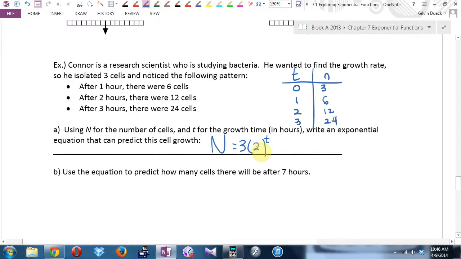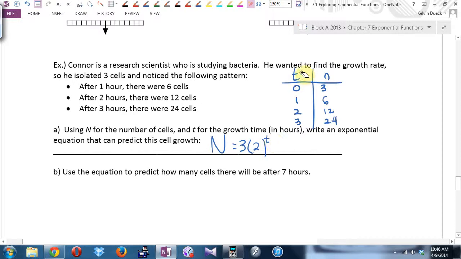Now, let's see if that works. Ready? We're going to do some math in our heads. Let's put a one right there. What's two to the one? Two times three does give me six. Let's put a zero right there. What's two to the zero? Not zero. One. One times three does give me three. Hey, let's try three. What's two to the third? That's two times two times two, which is eight, times three. You know what? There's the equation.